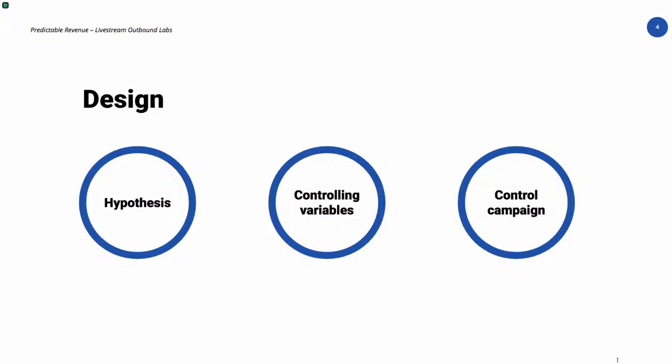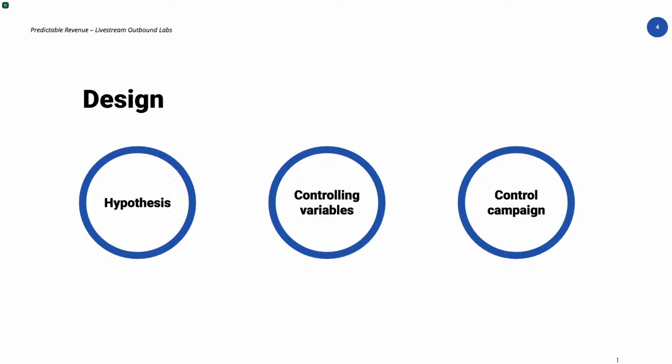The other variable that is really key to keep controlled is messaging. Ultimately, what we really want to be testing is the channel, so we want to make sure that everything else is the same. When it comes to testing email messaging versus LinkedIn messaging, that is again a whole other offshoot that it would be possible to test, because obviously LinkedIn lends itself to a different style of messaging versus email.